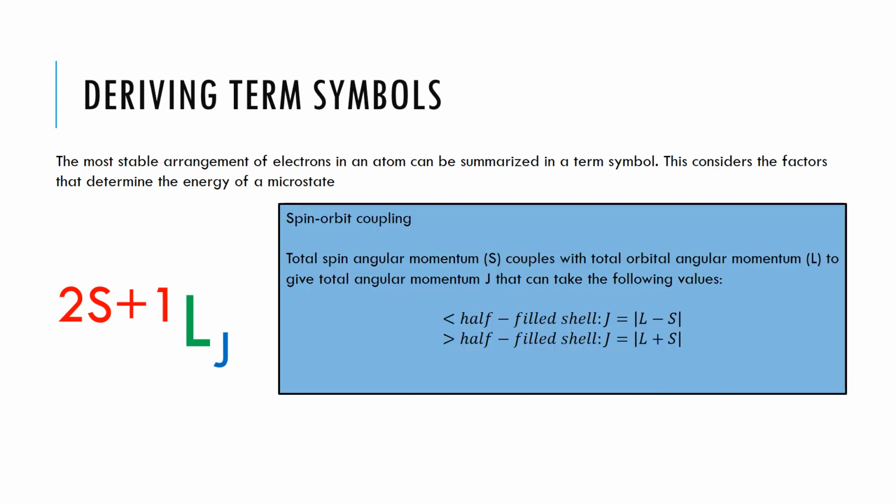We then take into account these two things coupling. So the total spin angular momentum will couple with the total orbital angular momentum, and it will give something called a total angular momentum, and we describe that as J, and that can take on the following values. If the atomic orbital under question, or the shell under question, is half-filled, then we subtract S from L, and if the shell under question is more than half filled, then we add L and S to give this J value.